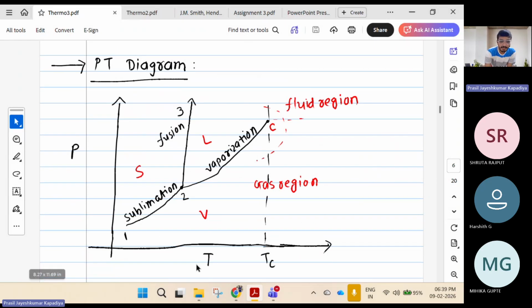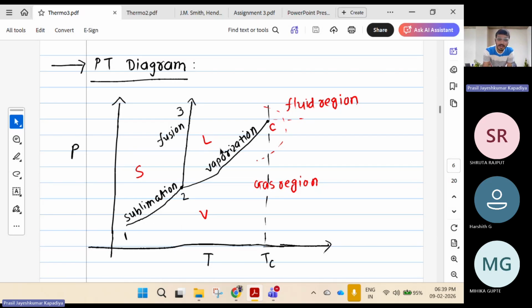So what does the pressure temperature diagram imply? So this is the pressure temperature diagram. First there is the sublimation line. Sublimation means solid to vapor. Solid to liquid is fusion. This is the solid to liquid fusion line, and this is liquid to vapor, that is the vaporization line. Correct. So this 1 to 2 is called the sublimation curve, where solid and vapor are in equilibrium.